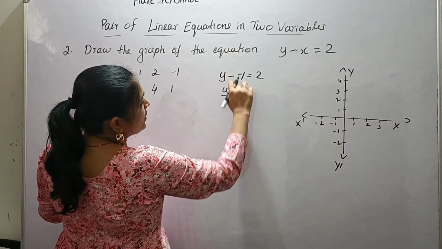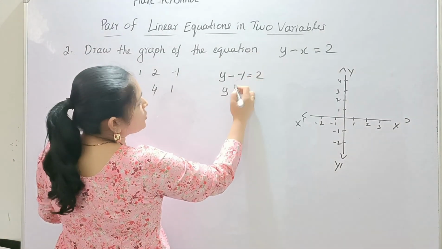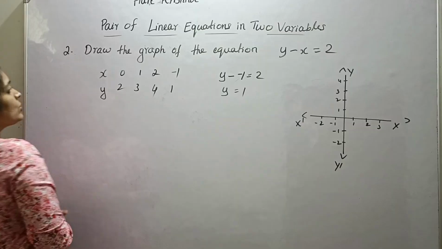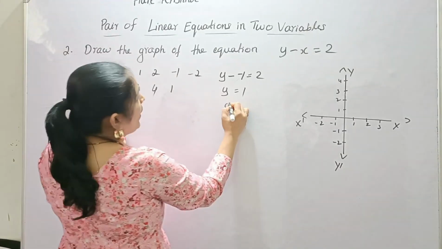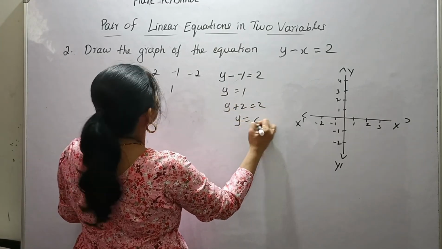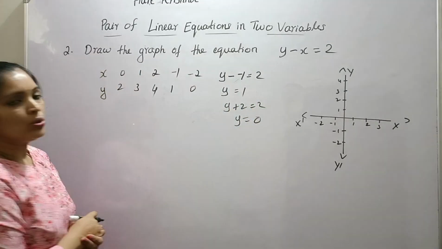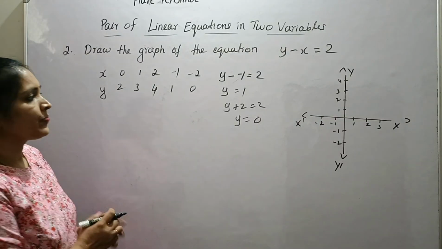So y plus 1 is equal to 2, take 1 to the right side, it will be 2 minus 1, that is 1. So y is equal to 1. When x is equal to minus 2, y minus minus 2, so y plus 2 is equal to 2. So y is equal to 0. Okay, it's enough.